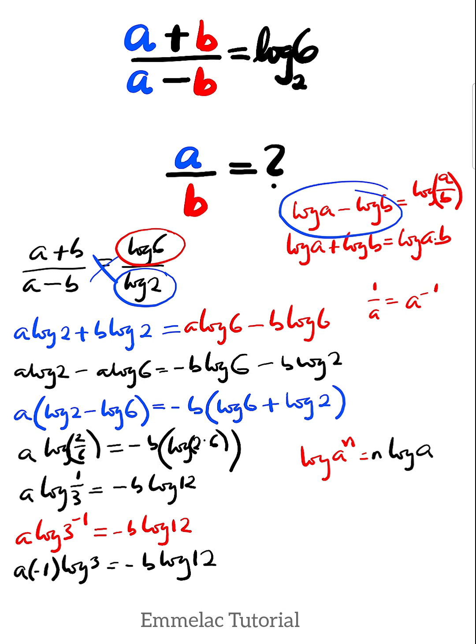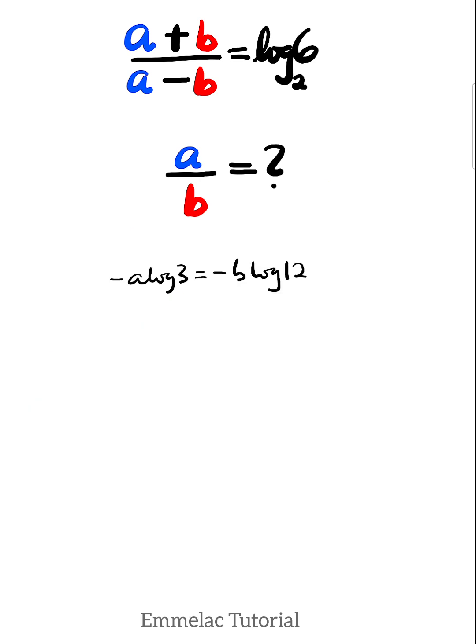Okay, now recall that what we need to look for is a over b. So this becomes negative a log 3 equals negative b log 12. So what do we do next? Since we are looking for a over b, and we have a here already and b here already, all we need to do is to multiply both sides by the reciprocal of negative b.